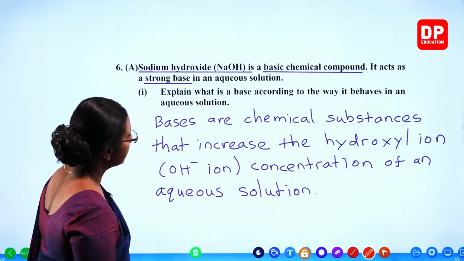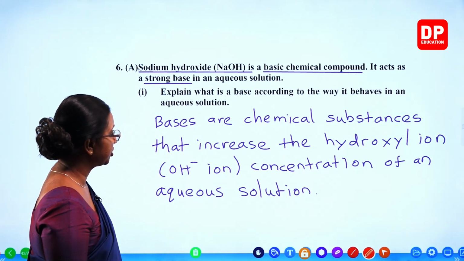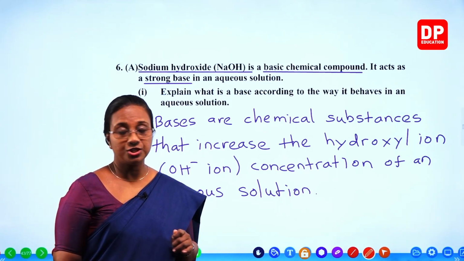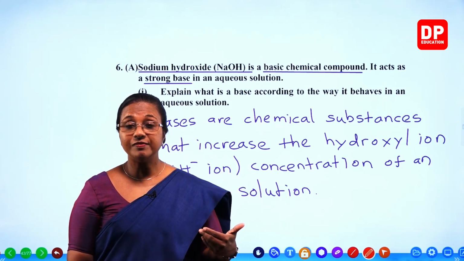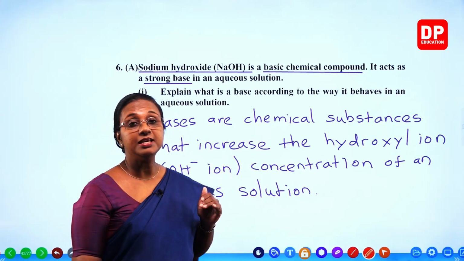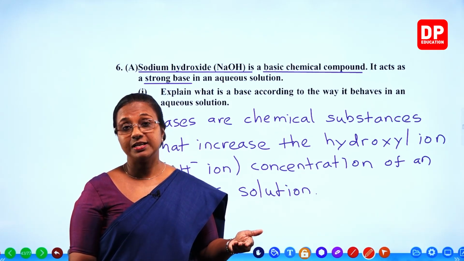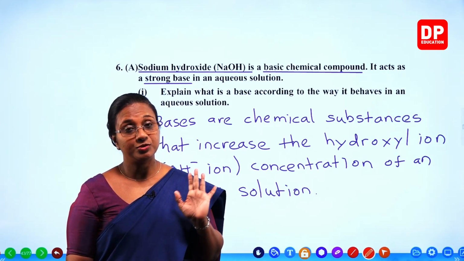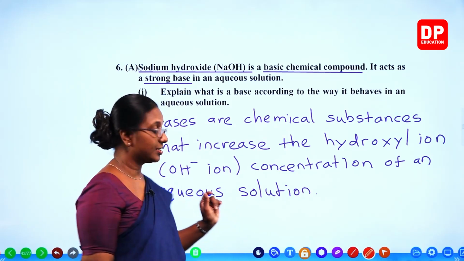Hydroxyl bases are chemical substances that increase the hydroxyl ion concentration of an aqueous solution. So you have to mention aqueous solution. When they dissolve in water, they form the aqueous solution. In that, they release OH minus ions, so they increase the OH minus ion concentration. I'm sure you all can understand that. So with that, I'll move on to the next part.